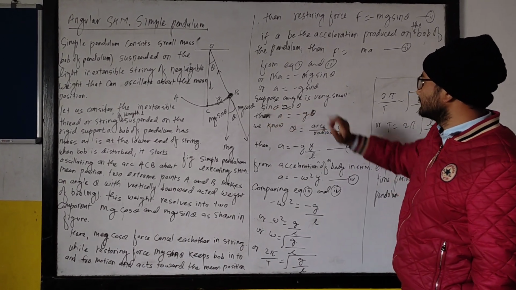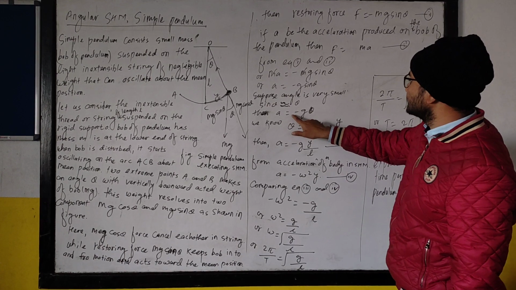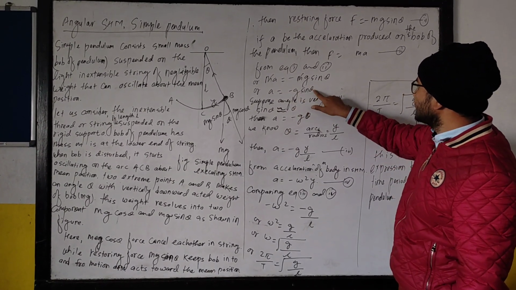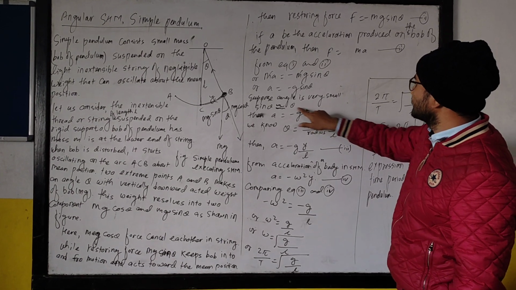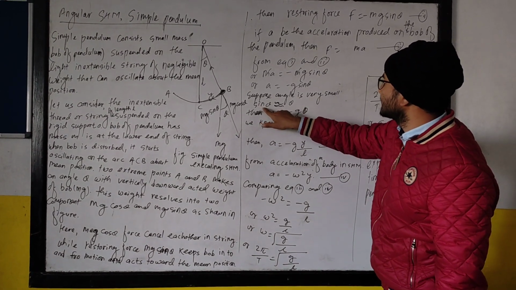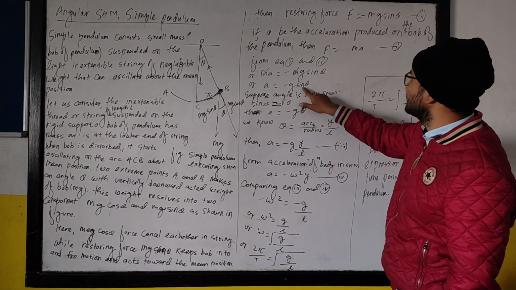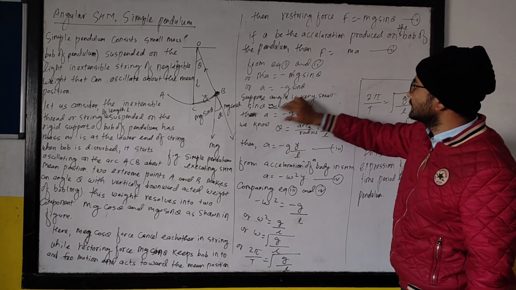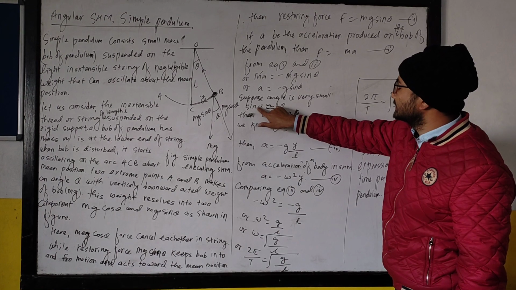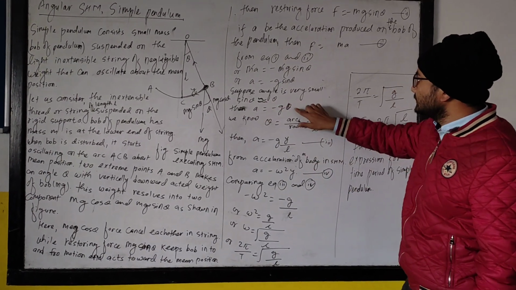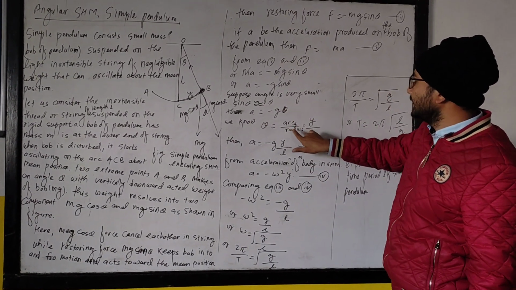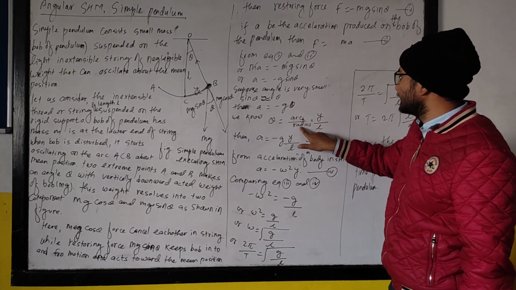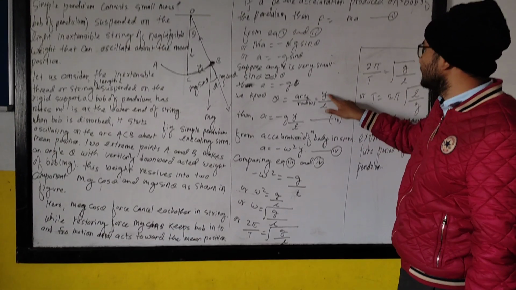Suppose the angle is very small. At that time we write sin theta nearly equal to theta, and then a equal to minus g theta, because we suppose sin theta is nearly equal to theta. In the place of sin theta I have written theta, because sin theta is very small. You know this theta also has a value, and from the formula arc by radius, theta equal to arc by radius, y by l.